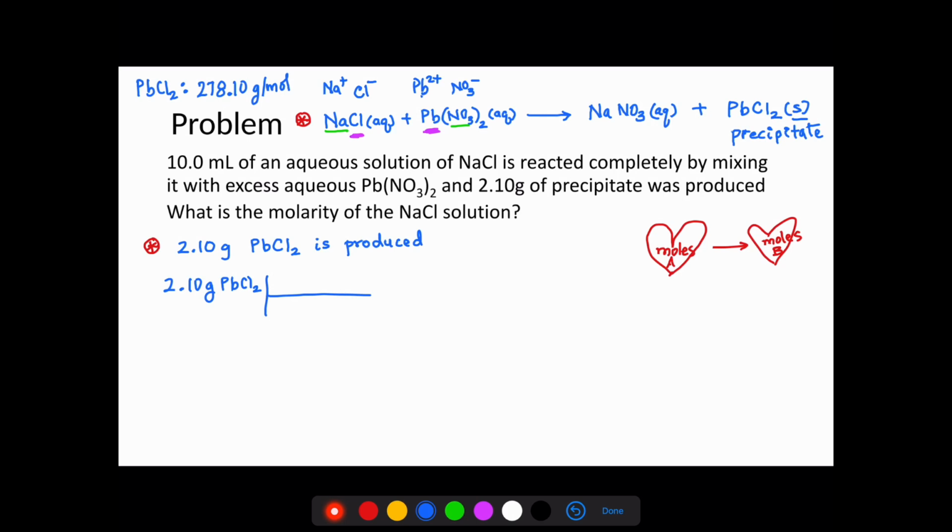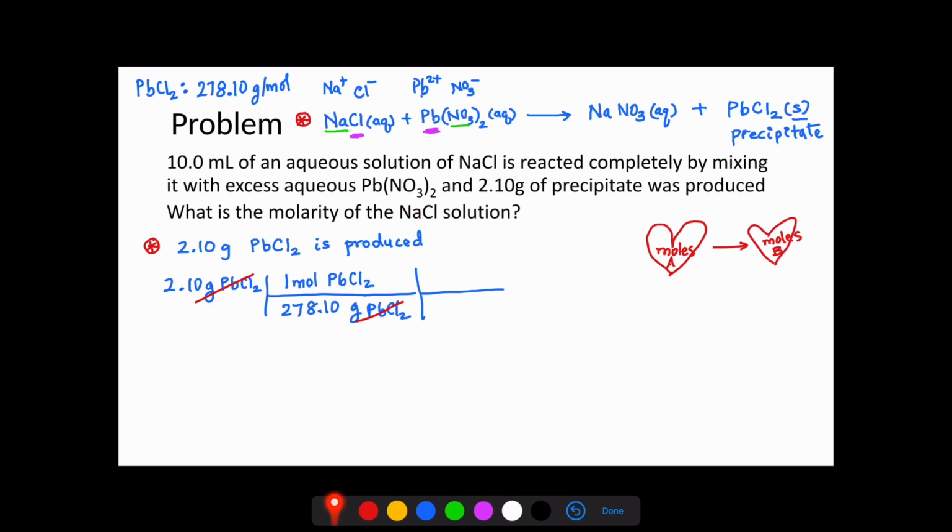That means 1 mole of lead chloride weighs 278.10 grams. And I wrote it so that I can cancel out grams of lead chloride and go to moles. Once we have moles, where do we go next? As I said, once you know moles of one substance, you can find the moles of the other substance. So which substance are we looking for? We are looking for the molarity of sodium chloride.